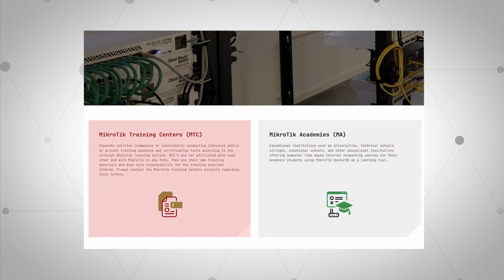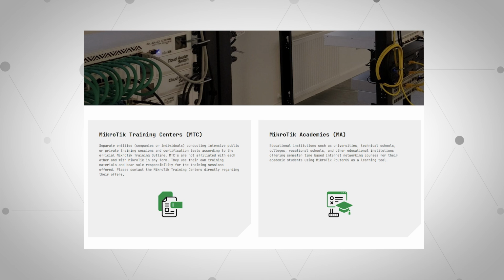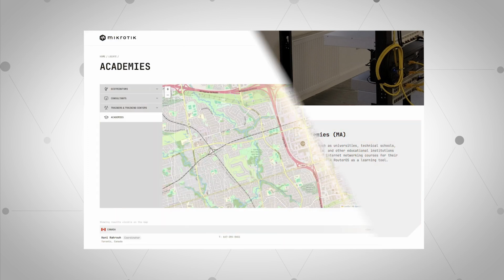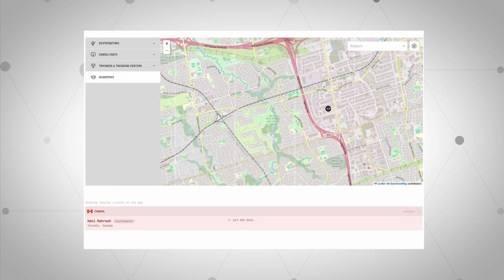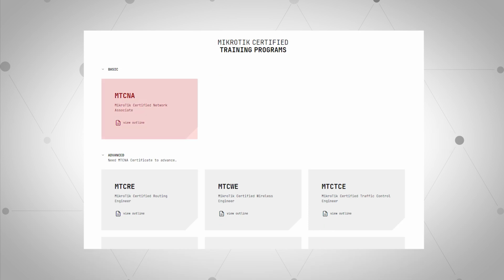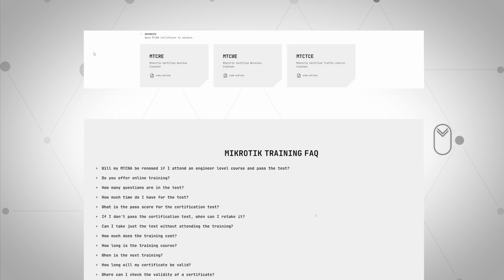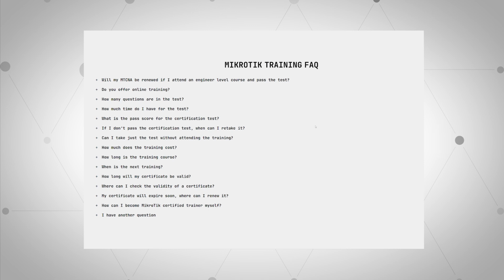MikroTik training centers are independent companies or individuals who run official training and certification exams using their own materials, and they're not affiliated with MikroTik or each other, so you contact them directly for courses. MikroTik Academies are schools and institutions that teach semester-based networking courses using RouterOS, and this page shows their locations on a map. And the certification path starts with MTCNA, then moves to more advanced and expanded certifications. At the bottom, you can see the MikroTik Training FAQ.